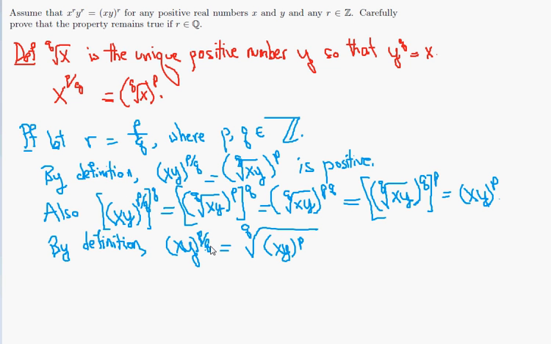The number on the left-hand side is positive. When I raise it to the qth power, I get x times y to the p. And so by definition, that number must be the qth root of the thing that I end up with when I raise it to the qth power. So that is the left-hand side: x times y to the p over q can be written as this.